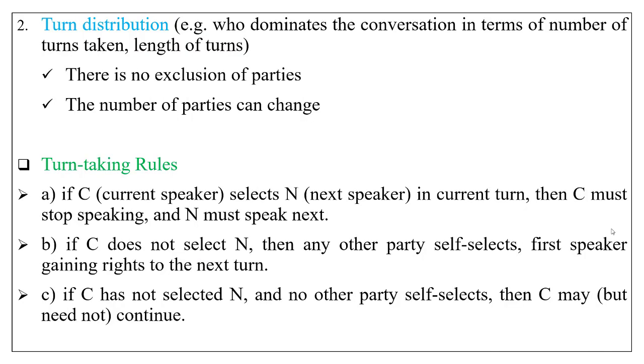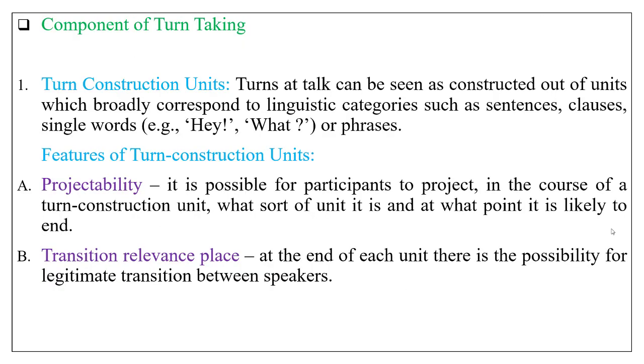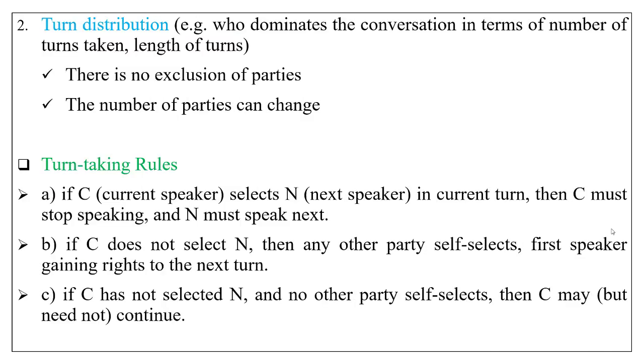Now, we're going to see turn distribution. This is another component. The first component is the turn construction unit, which has these two features, A and B. And the second component is turn distribution. That is, who dominates the conversation in terms of number of turns taken, length of turns, etc. There is no exclusion of parties. The number of parties can change.